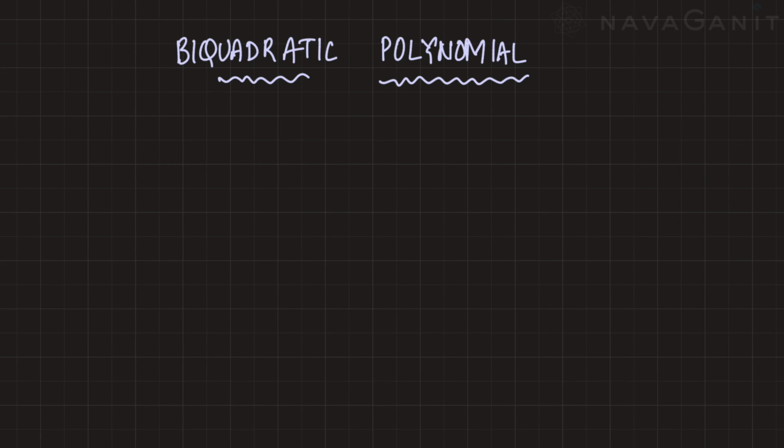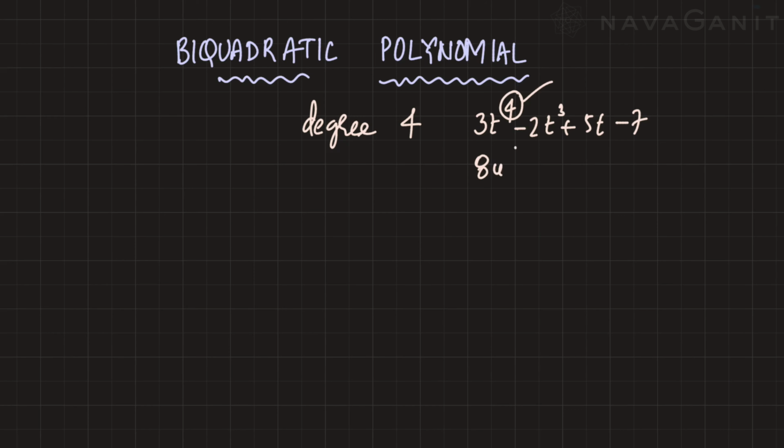Next, we have a biquadratic polynomial. A biquadratic polynomial has a degree of 4. For example, 3t to the power of 4 minus 2t cubed plus 5t minus 7 is a biquadratic polynomial because the degree of the polynomial is 4. Similarly, 8u to the power of 4 minus u squared minus 6 is also a biquadratic polynomial.